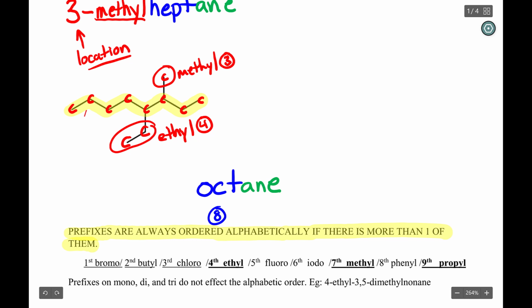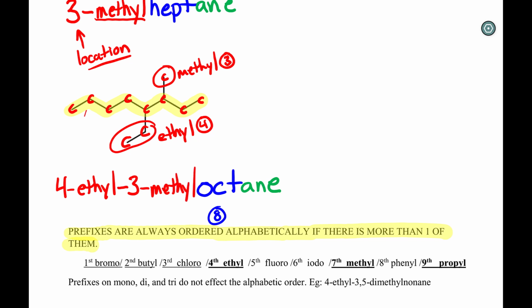So this would be called 4-ethyl. The dash always goes between a number and a word. Then it would be dash, 3, dash, and then I would have my methyl, octane. So to be clear, with my prefix, it has to go alphabetical, not numerical, although sometimes that happens naturally. The E has to come before the M. It's not that the 3 has to come before the 4. It's based on the names of the branches.